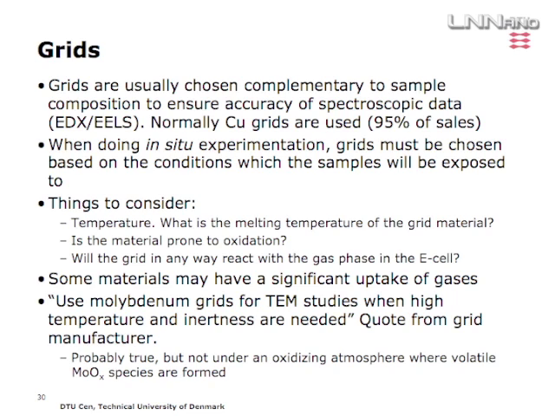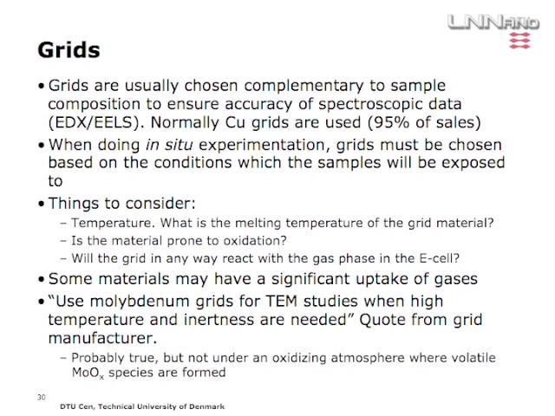Copper oxidizes in an oxidizing atmosphere, obviously, and at fairly low temperatures. So if you want to do an in situ experiment, copper grids are usually not good. So you want to really think about what kind of grid you're using, and whether it is going to be compatible with the atmosphere that you're going to have in your microscope. So you need to consider the temperature. Is a material prone to oxidation or any other kind of reaction with whatever gases you might have in there? Will it react with the gas phase inside the microscope?